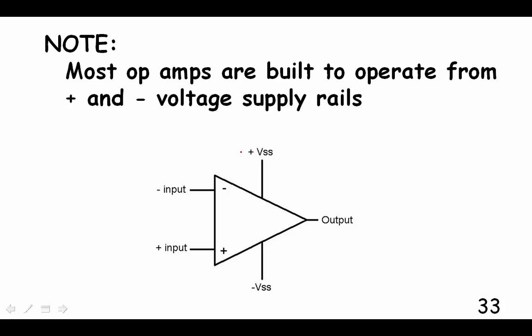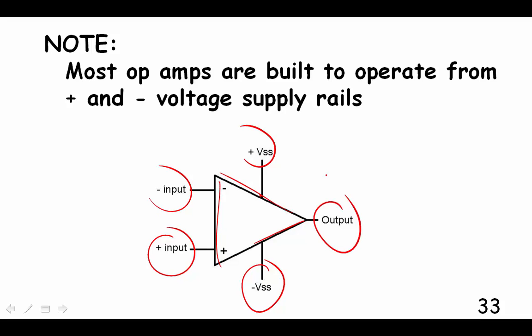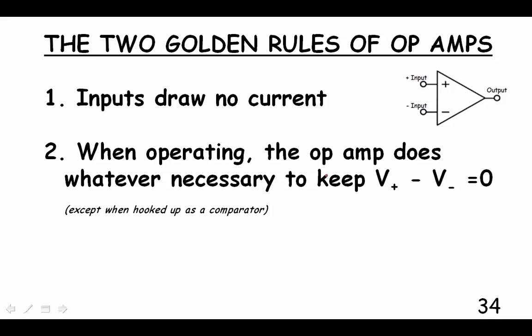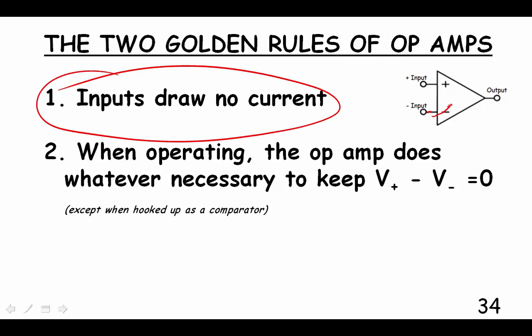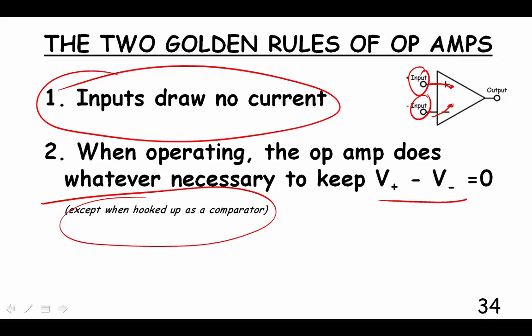Well, our op-amp, as most op-amps work, uses a positive and negative power supply. This is just the supply to the op-amp, which has nothing to do with the function of the op-amp. It's just letting it run. Okay, the two golden rules of op-amps before we start analyzing: inputs draw no current. We already talked about that. We don't want any current used up by the op-amp from the input. And when operating, the difference between the inputs should be 0, except when it's used as a comparator, which we won't really do anyway.